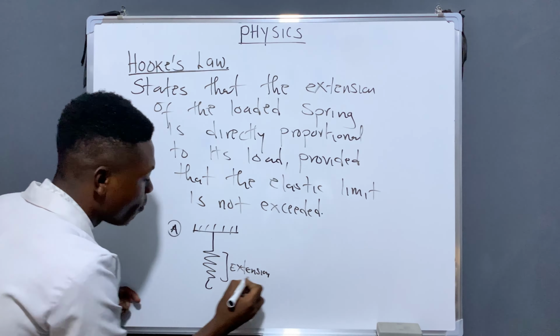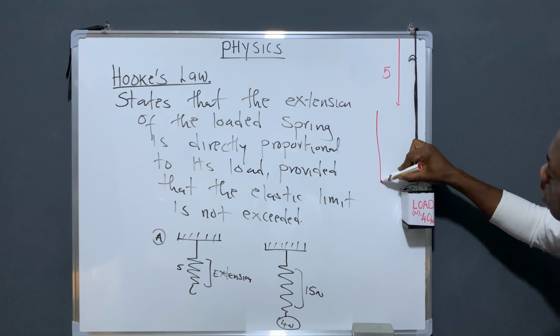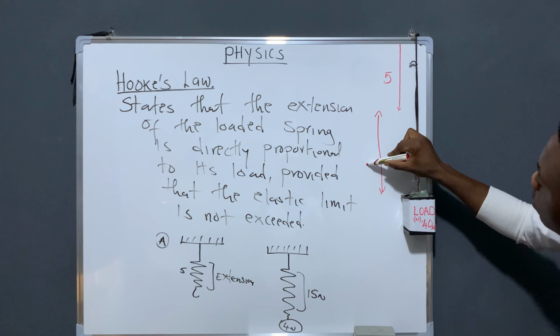So if this is a spring, before putting anything, let me say the extension was 5. After putting the load, Hooke's law states that the extension depends on the amount of load put. See, after putting the load, it extended from this 5 to this position. Let me say this will be 20. So how it's going to extend depends on the amount of load which has been put. So the extension of the loaded spring is directly proportional to its load.